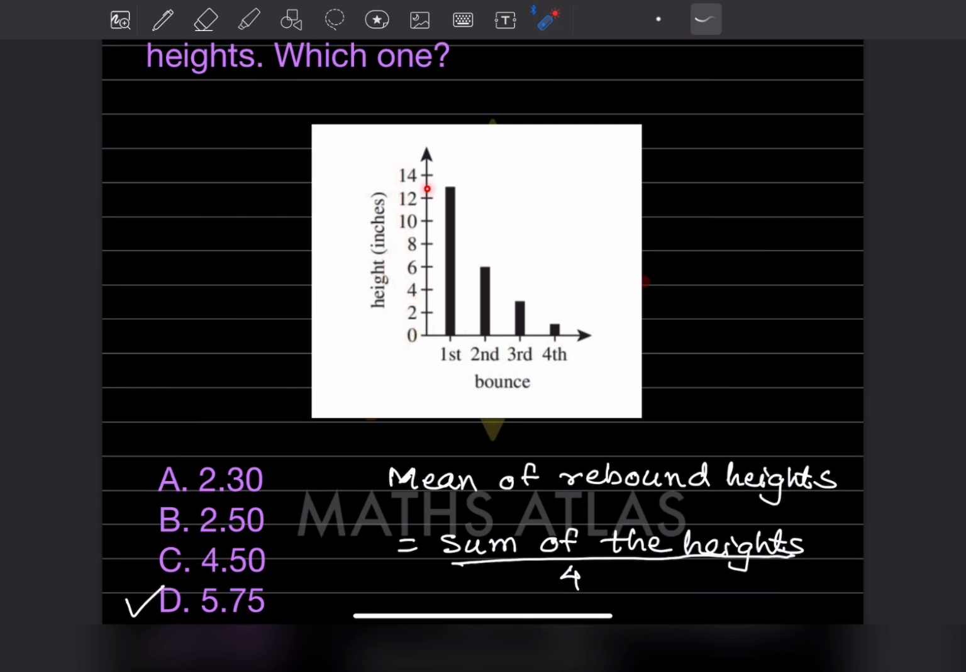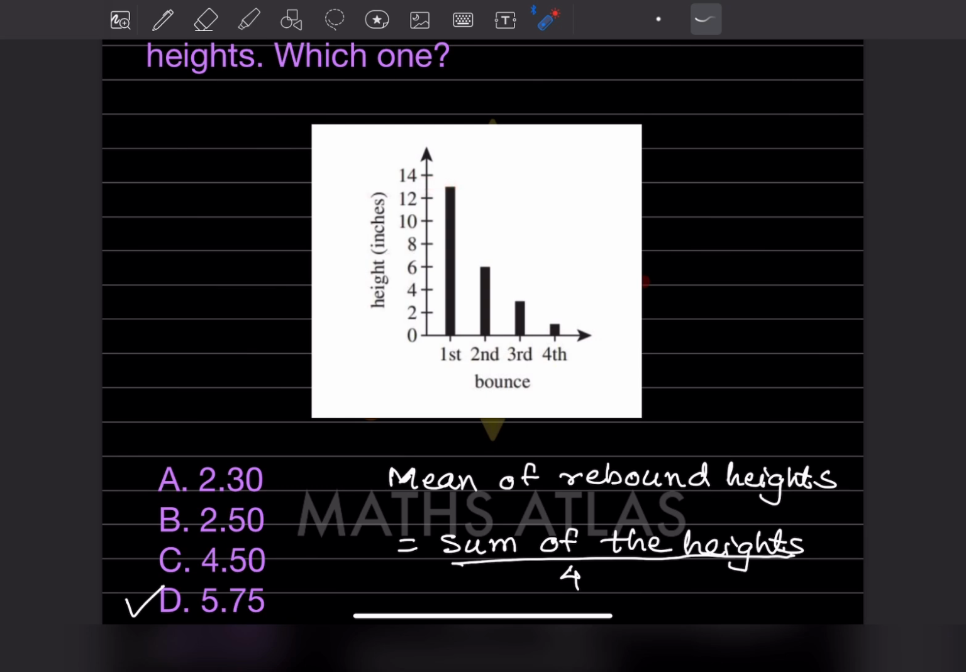So the first bounce you can see here is at 13. The second is at 6. The third is at 3. And the fourth is at 1, because in between 0 and 2, that is going to be 1. Here will be 5, here is already 6. So in between 12 and 14, that is going to be 13.